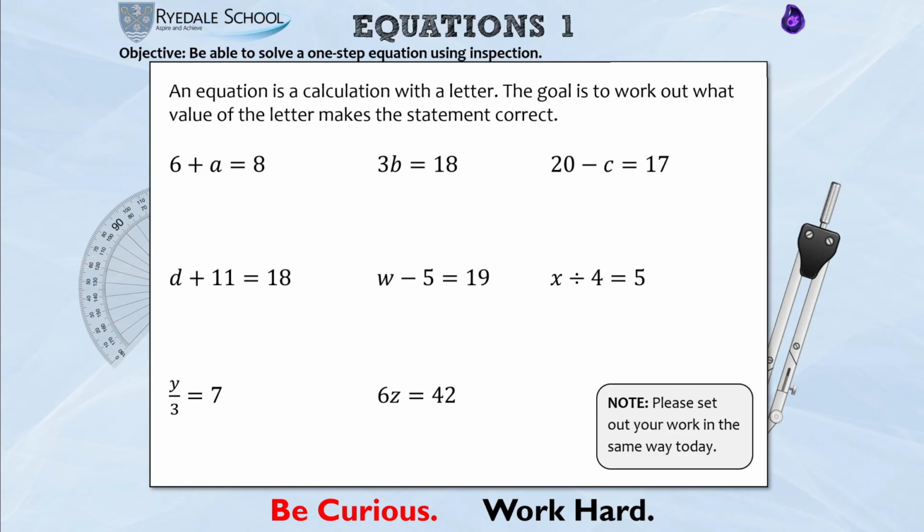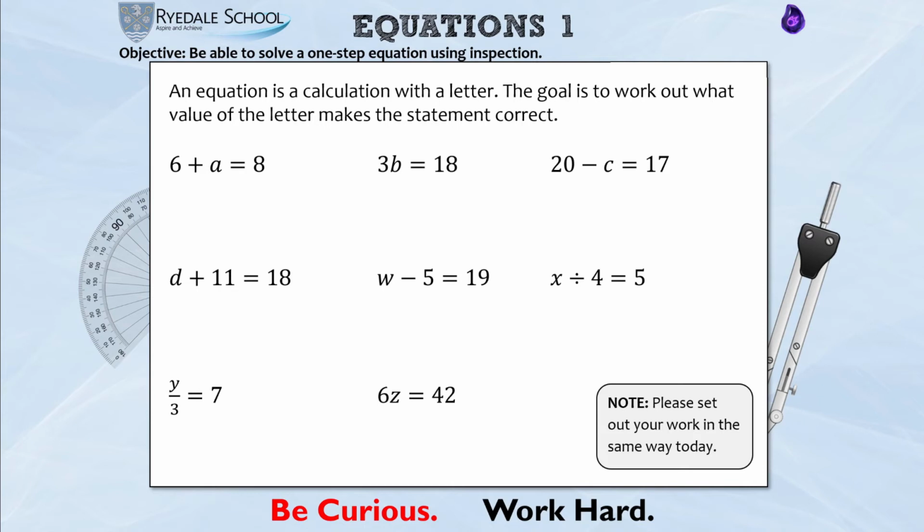So if you've managed to print out a copy of my sheet, that is great. But remember, printing out these sheets isn't essential. I'm just trying to save you some time. So an equation is a calculation with a letter. The goal is to work out what value of the letter makes the statement correct. So all of these 8 examples are different types of equation.